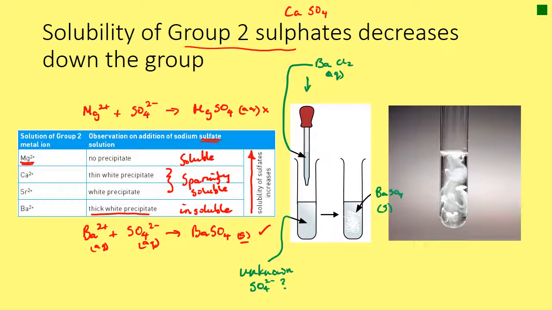This is what it looks like in a real picture. So you've added your drops of barium chloride, and as soon as the barium ions in the barium chloride react with the sulfate ions that were in the solution originally, you can see them come off as white precipitate. So this is our barium sulfate precipitate.